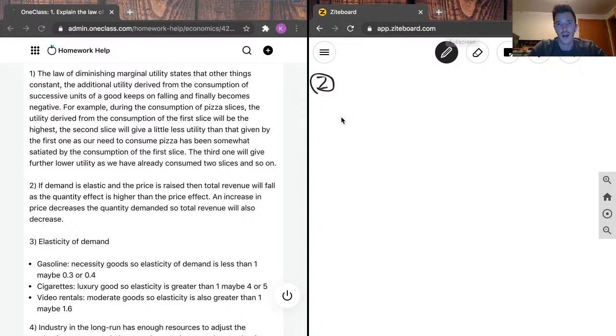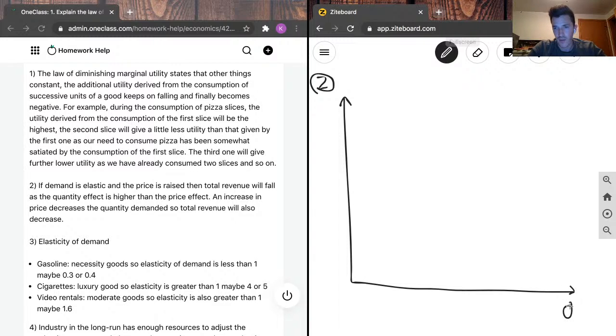So a good example of this is the quantity of money somebody has and their utility over time. So I'm going to denote Q of $ for quantity of money on the x-axis, and on the y-axis, I will denote utility.